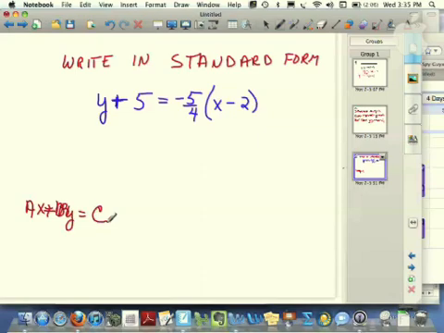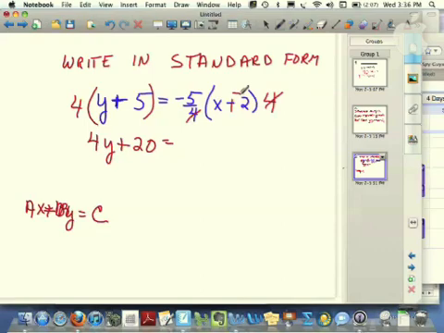4 is the denominator. So the easiest way to simplify it is to multiply the entire equation by 4 so that 4 will disappear from the denominator. When I multiply this side of the equation by 4, it becomes 4y plus 20. When I multiply the other side of the equation by 4, notice the 4 in the denominator and the 4 in the numerator are going to cancel out, and I'll be left with negative 5 times the quantity x minus 2. I'm going to change that to plus a negative 2.